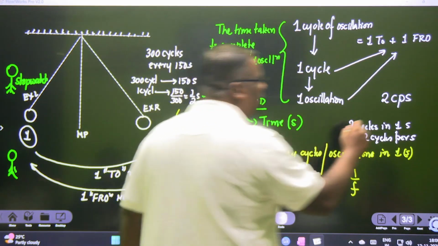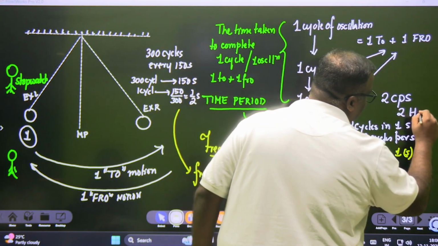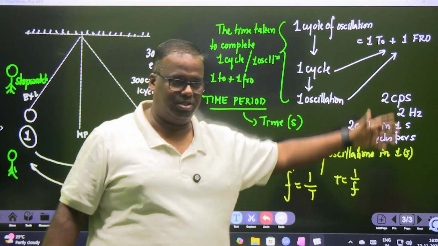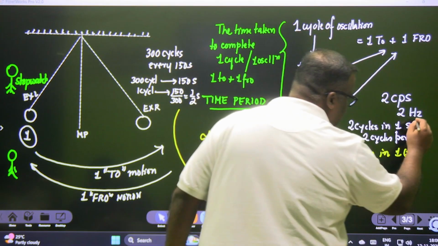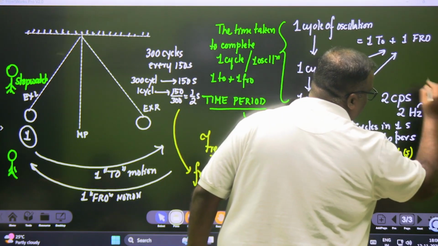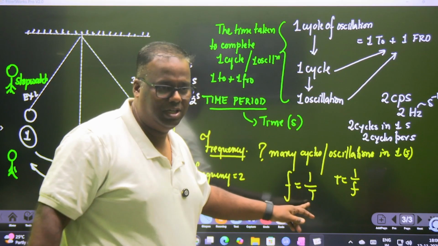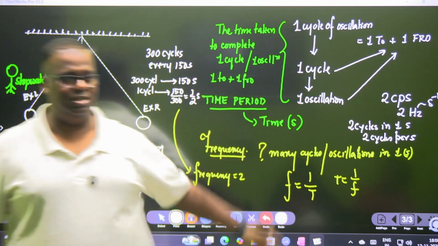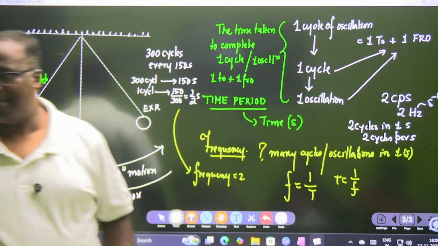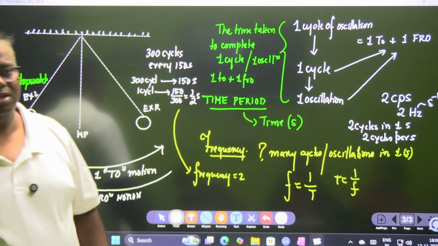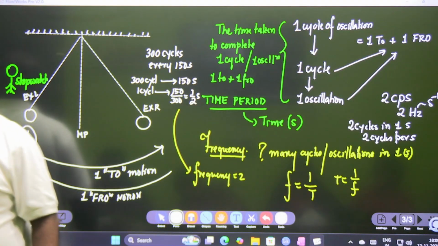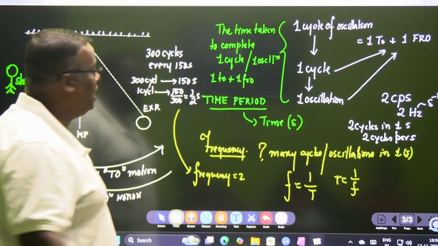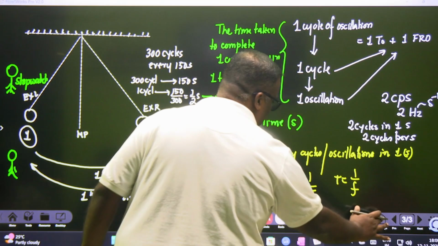And this has got a unit which is known as Hertz, in the name of Heinrich Hertz, okay? 2 Hertz. And Hertz is the same as second to the power minus 1, because the time period stays in the denominator. Second to the power minus 1 is Hertz. So somebody might tell you cycles per second is the same as Hertz.